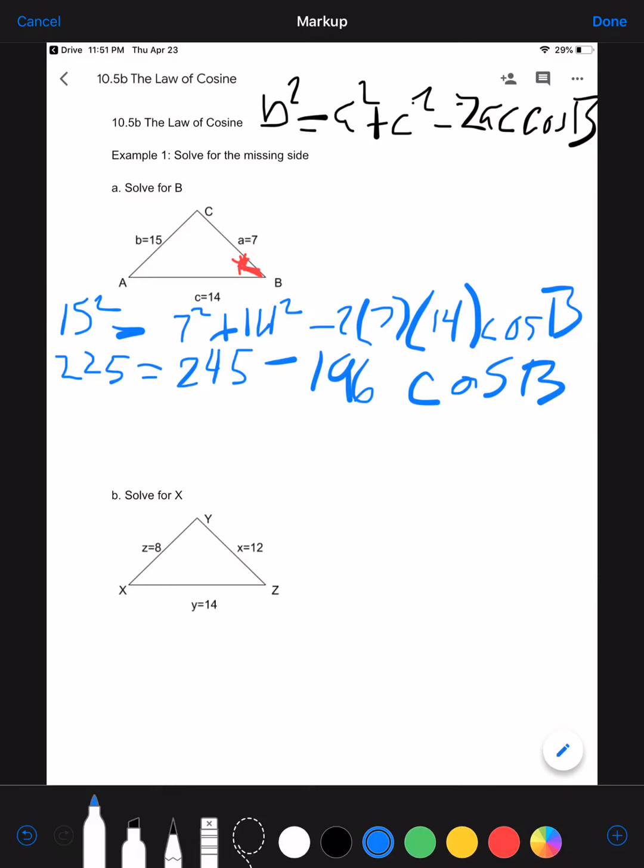Okay? So, now we're going to try and get all our stuff away from B. So we're going to start by subtracting this 245. And if you're wondering why we're not taking 245 minus 196, it's because that 196 is multiplied to that cosine B. So we can't do that. We have to subtract, and then we'll have to divide that here in a second.